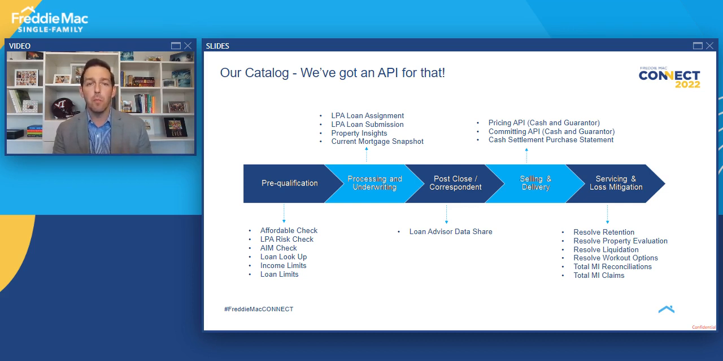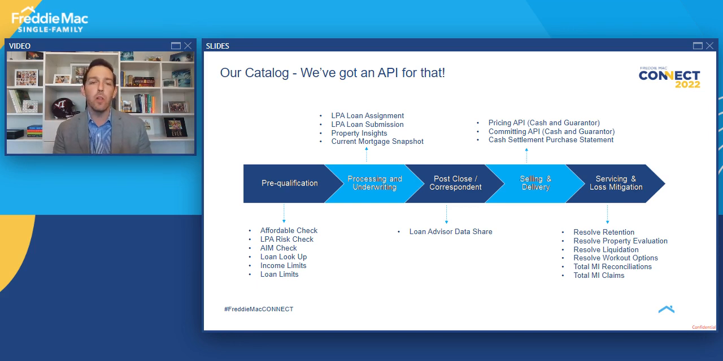So let's start with pre-qual, point of sale. So we have Affordable Check, Risk Check, and AIM Check. These are three of the big APIs that we want to talk about today. We're going to get into them a little bit later on in the presentation. Then you take a look at Loan Lookup.